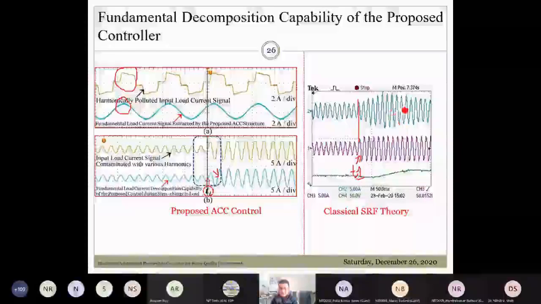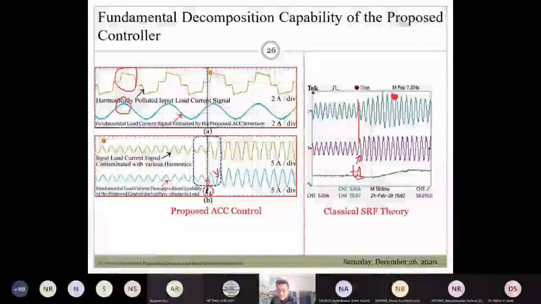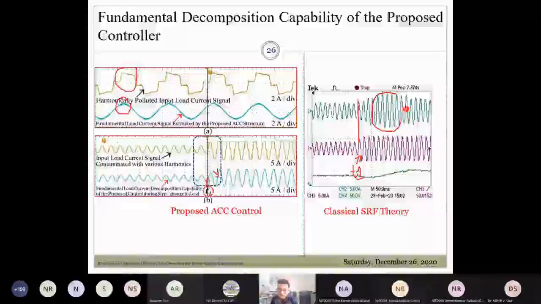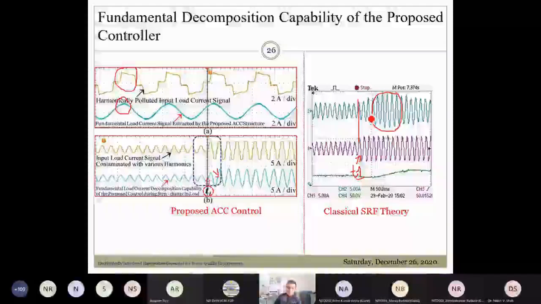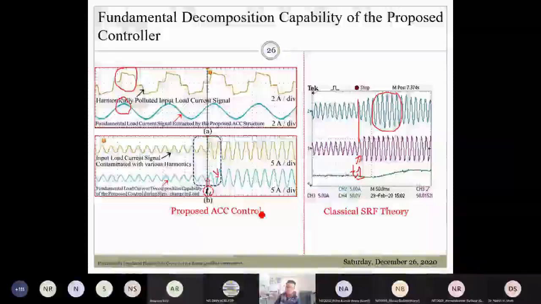Another interesting observation is that it results in undesired oscillations. See here, it results in undesired oscillations, whereas in this case, there are no such oscillations observed in the fundamental component of the load current.